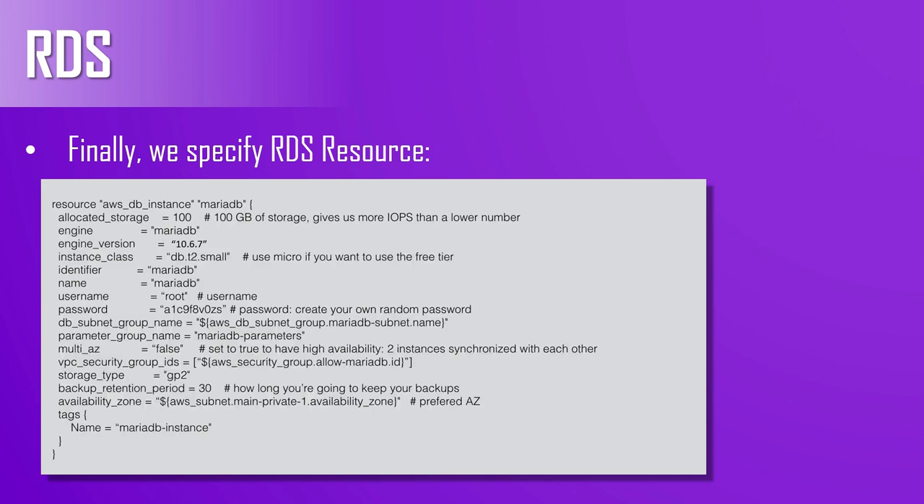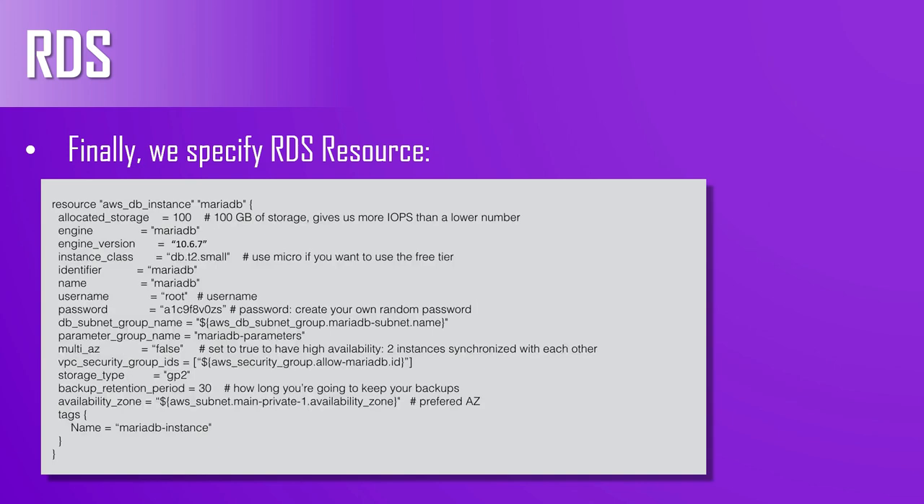Backup retention period: how long are you going to keep your backups? If you put 30, it is going to keep them for 30 days. And then, the availability zone, which is a preferred availability zone that you choose. Here we chose main private one. And we can give it a tag, so we have a nice name when we open this in the AWS console.